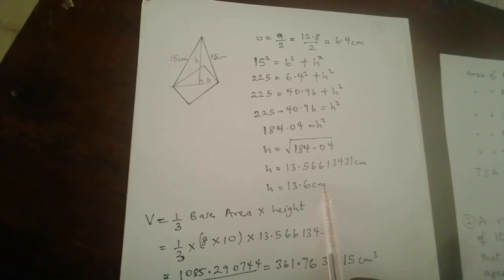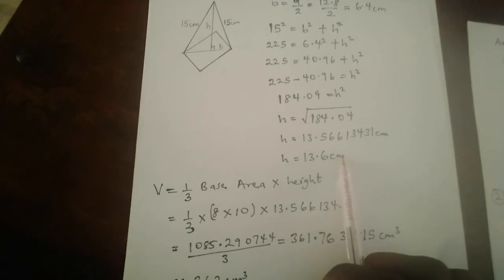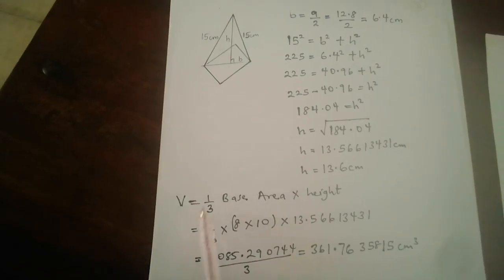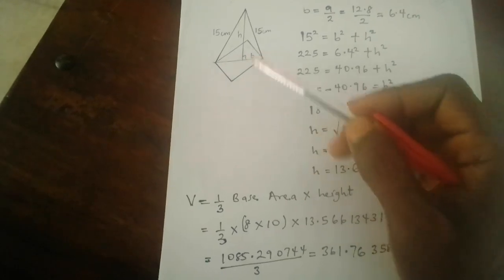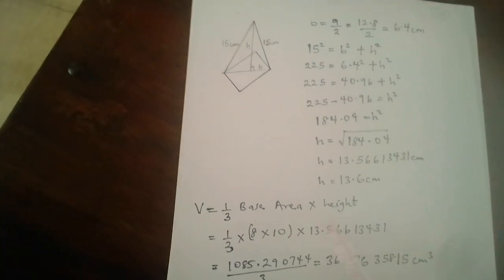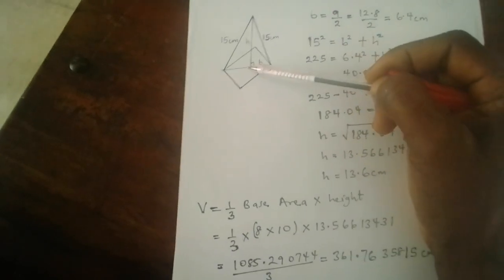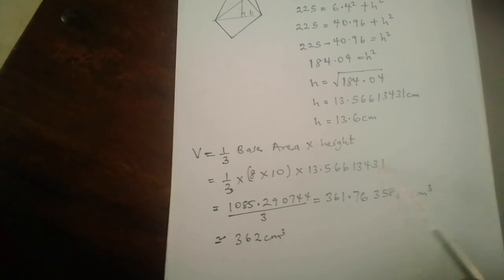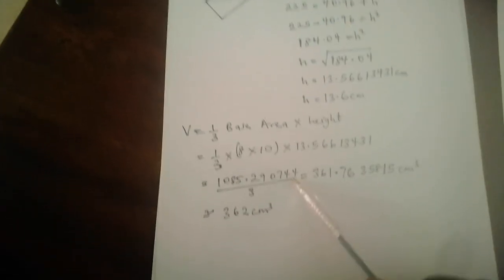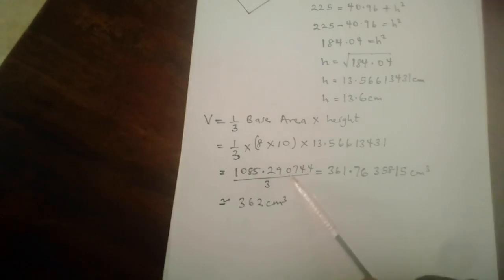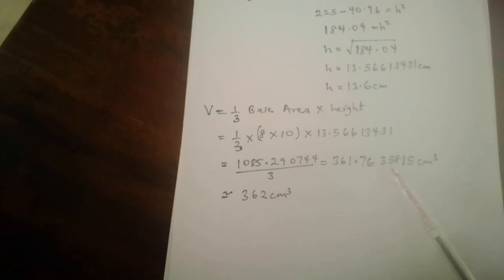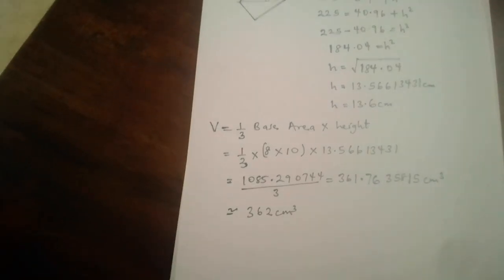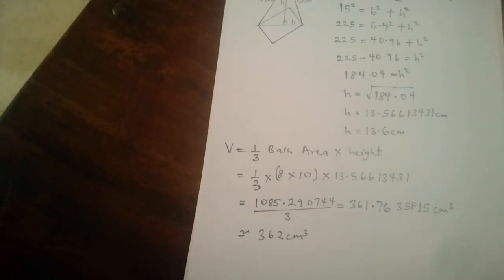So to now look for the volume of the pyramid, we are saying one third times the base area times height. The base is the rectangle, which is 8 times 10, then times the height. We have been able to find the vertical height of the pyramid, which is 13.56613431. When you multiply this, you get 1085.2907444 divided by 3, which should give us 361.7635815 centimeter cube, which is approximately 362 centimeters.